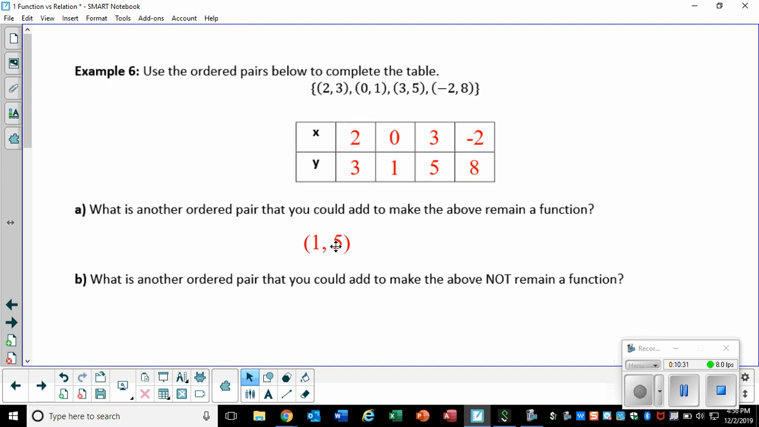So there's lots of different numbers. I could pick 1, 5. I could pick -3, 5. There's so many. As long as I don't pick something that has a 2, 0, 3, or -2 as an x value, it would work.